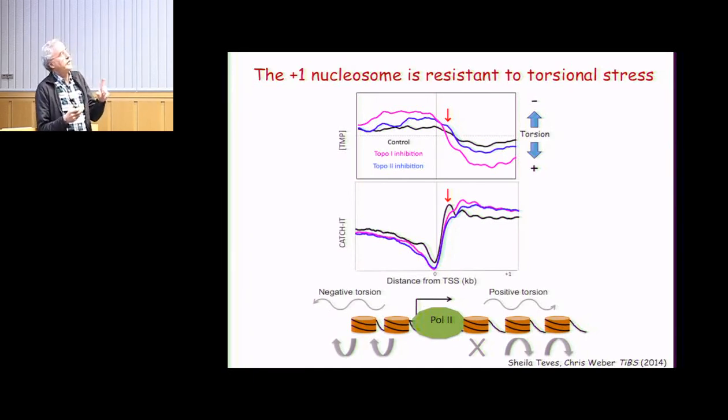So it needs something like H2AZ to make the nucleosome come off more easily, would be one thing. But we also think that the fact that nucleosome remodelers and histone modifications of particular types tend to be loaded over that +1 nucleosome, we see that as an adaptation for allowing Pol-2 to get through that +1 nucleosome.